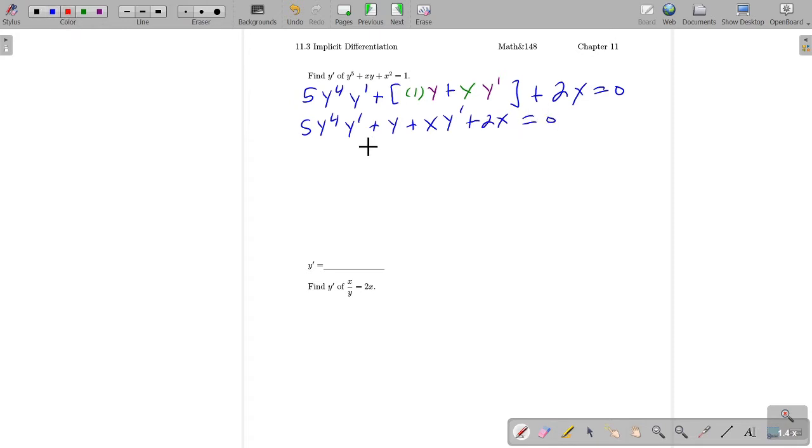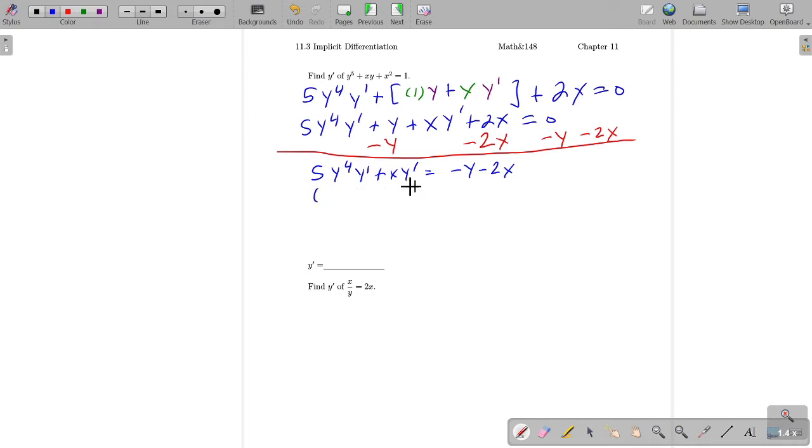So subtract a y, subtract a 2x. Five y to the fourth y prime plus x y prime equals negative y minus 2x. Factoring out a y prime, I get 5 y to the fourth plus x, times y prime, equals negative y minus 2x. So I'm going to end up with negative y minus 2x all over 5 y to the fourth plus x.